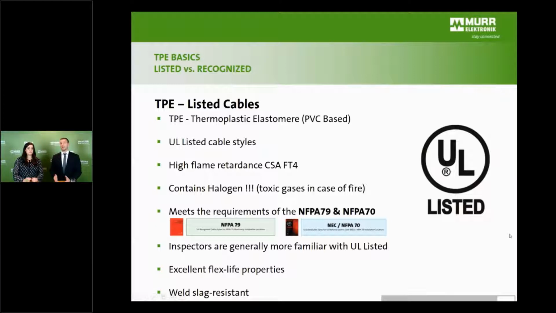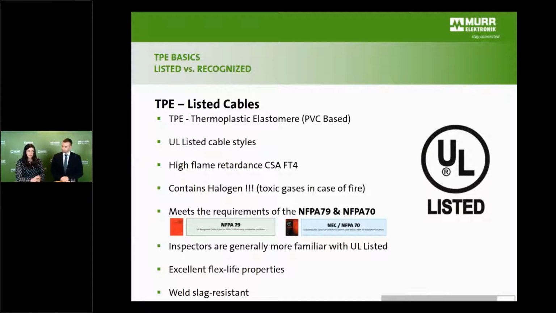Excellent. And a big advantage is that the UL inspectors are familiar with the UL listed style. So they see very fast, okay, the cable is the right one, and so it makes it easier for our customers on the machine tool builder side. Definitely. So this one you can use in all areas of a shop floor, for example. And there, of course, you'll see the logo for UL listed. On the previous slide, we had the logo for recognized cables, just to familiarize yourself with those.